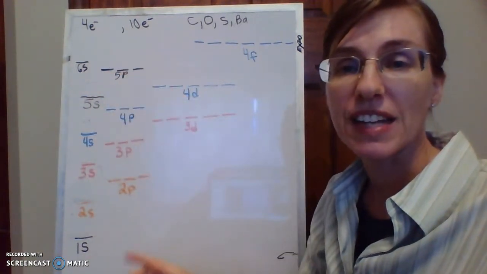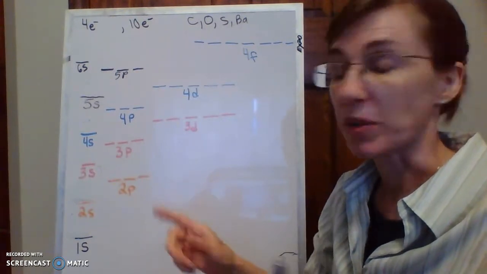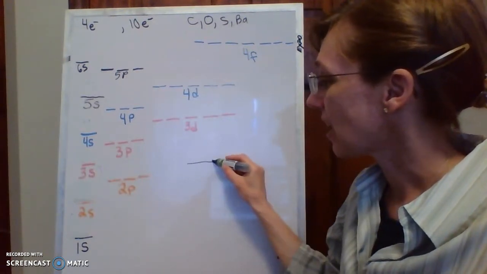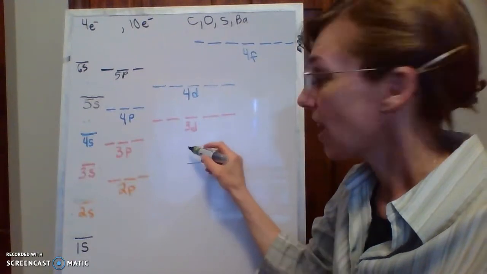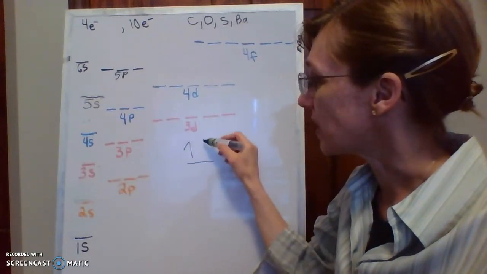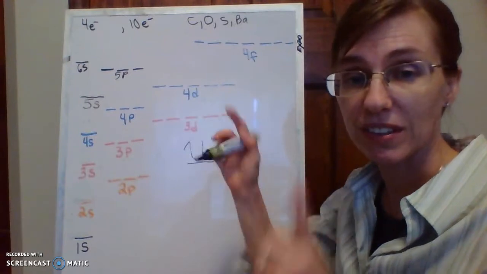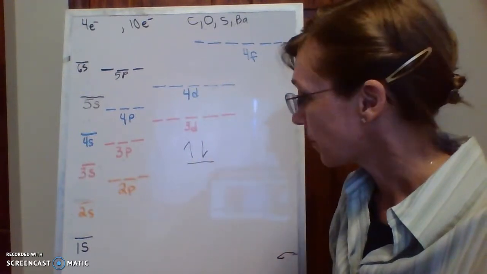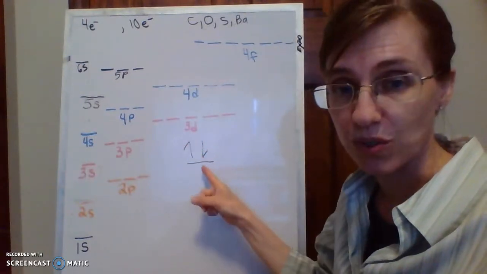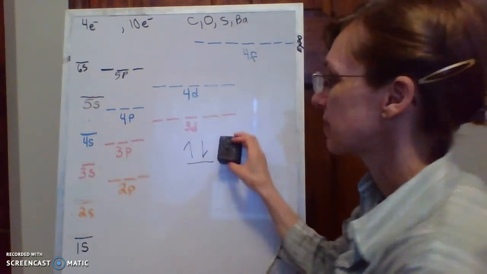The second rule is that they have to have opposite spins. So remember, each of these little lines represents an orbital, and one of the electrons has to be spinning up, one has to be down, opposite spins. We're going to depict that by having arrows showing the different spins.